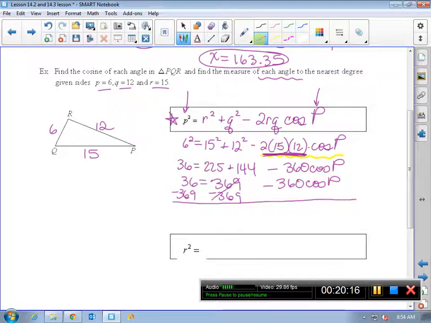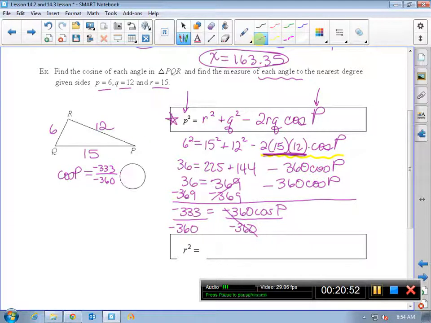And that gives us negative 333 equals, and our term we're leaving over here, negative 360 cos P. So I can get cos P alone by dividing by negative 360. And so I have cosine of P equals negative 333 divided by negative 360. Turns out to be a pretty nice decimal, actually, 0.925.